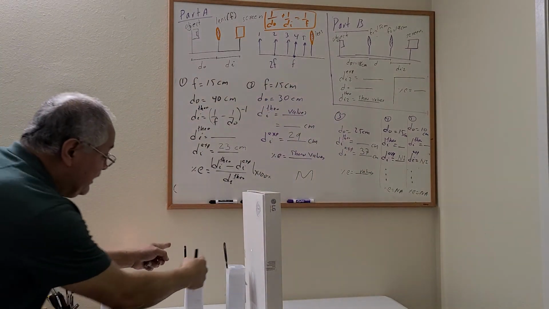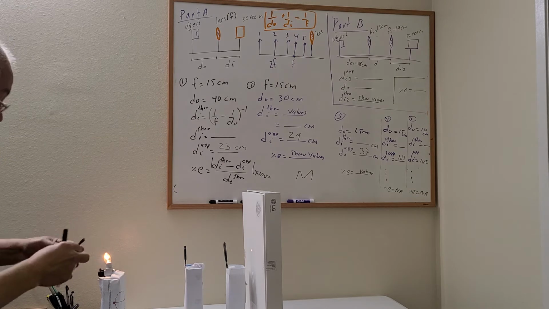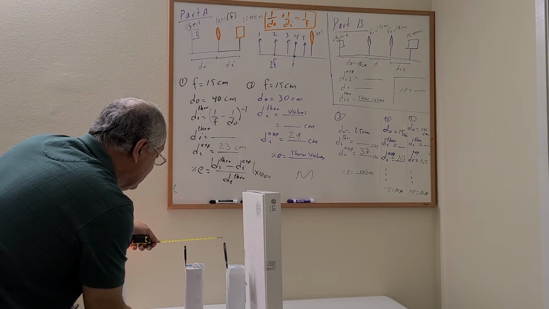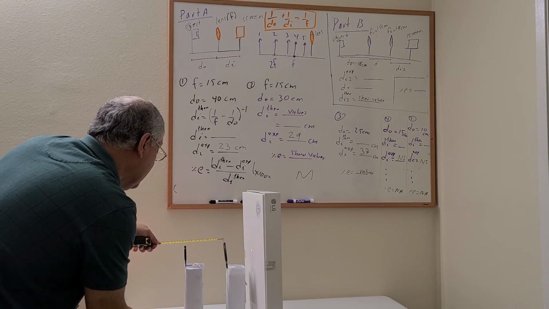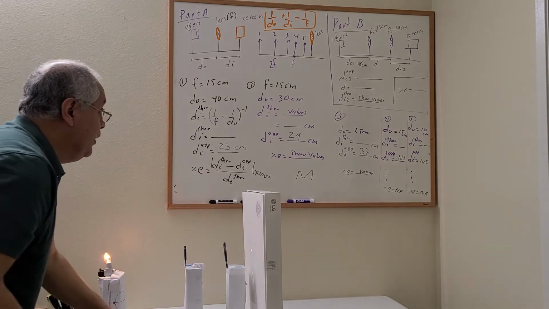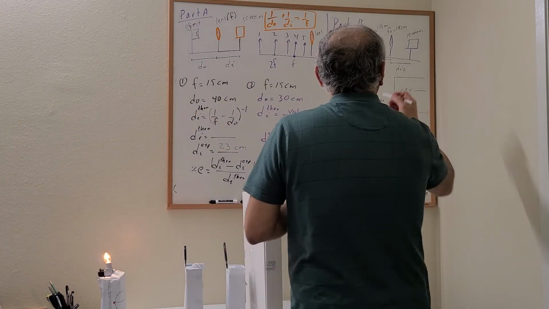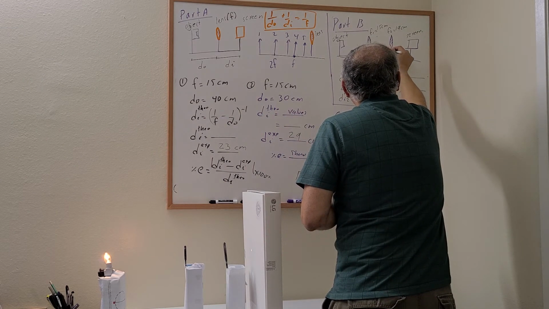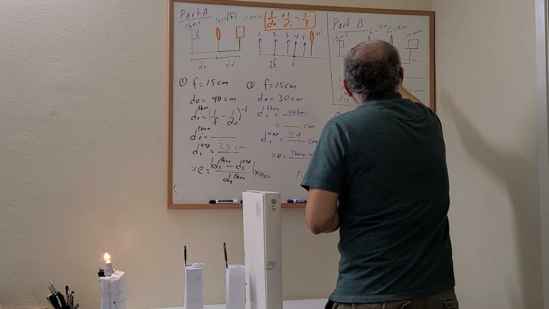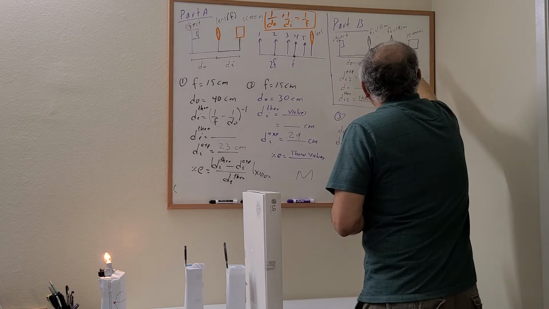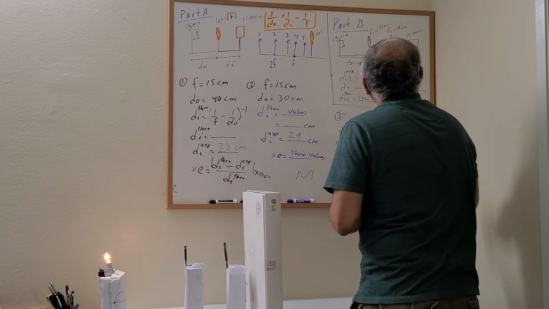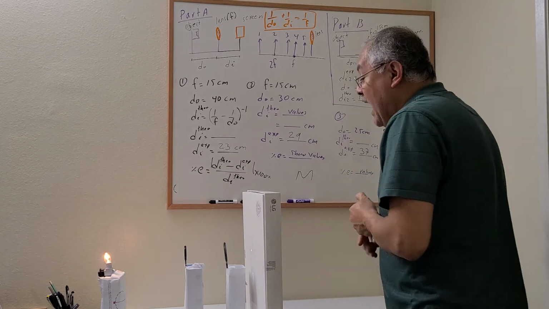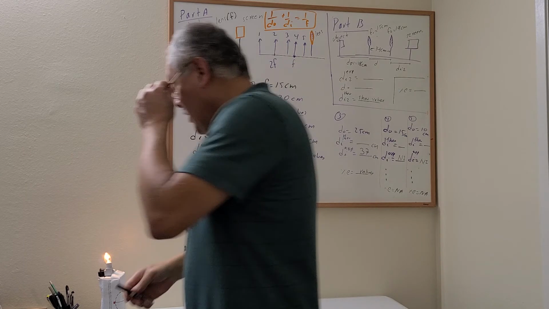Now let's find the distance between the two lenses. That distance between these two lenses is about 14. This distance from here to here is 14 centimeters. I just call it D, 14 centimeters. Perfect.